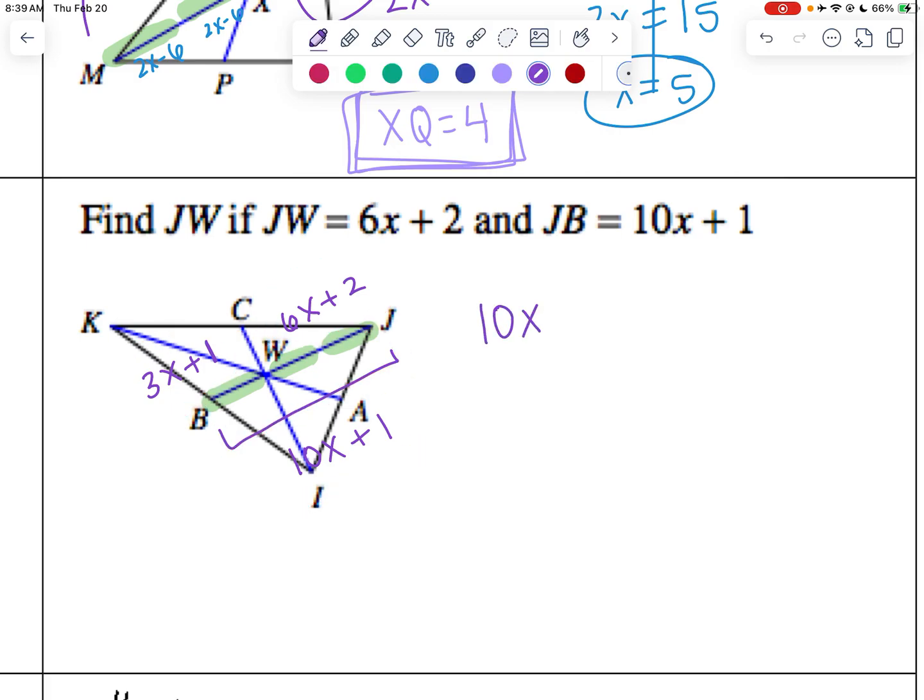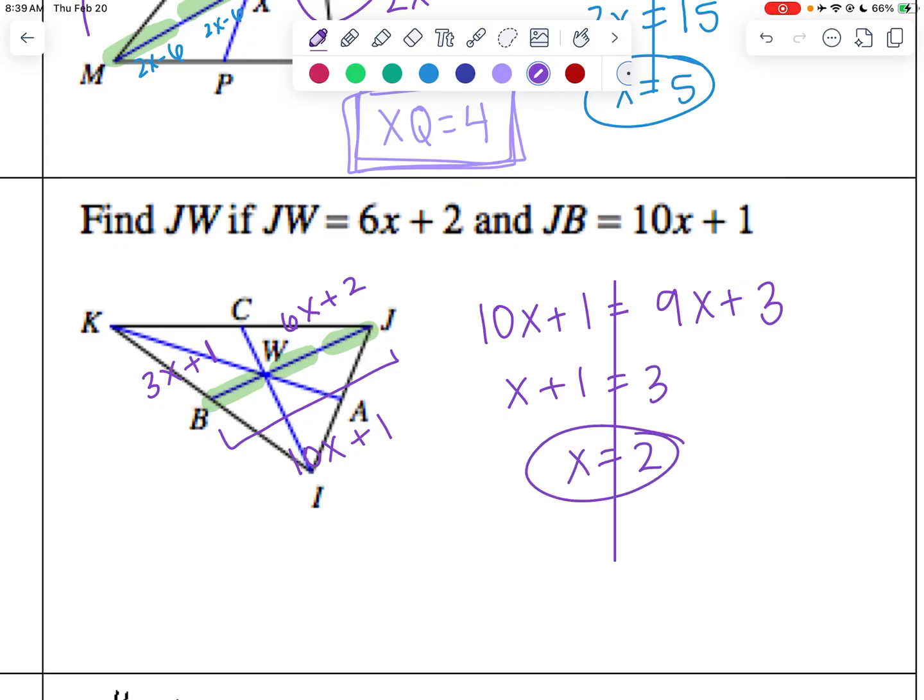So 10x plus 1 equals 9x plus 3. Okay, and that's why it's always important to draw these in and ask yourself, what part do you have? And then from here, I'm going to go ahead and set up my fence. If you subtract 9x, you end up with x plus 1 equals 3, and you get x equals 2.